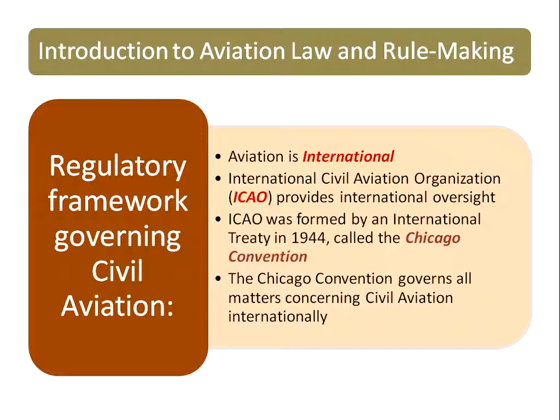Apart from the Chicago Convention, we have annexes to the Chicago Convention, which are rules and regulations, standards and recommended practices, which govern all aspects of aviation. For example, there's an annex called personnel licensing that governs how personnel who work in the aviation industry are licensed. There's an annex called Rules of the Air, which governs the so-called highway code, or the rules that govern the flight of aircraft in the air.